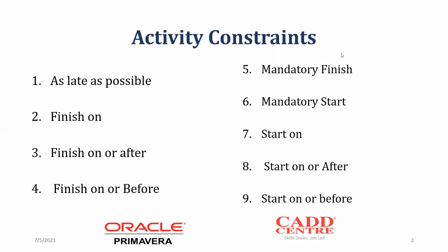Then we have a start on constraint. That is, that activity should start on that date. Then there is start on or after. Start on or after means that it can be started on that date or it can be started after. Then start on or before gives the mandate for the activity to be started earlier or by that date. Those are some of the constraints that we have.